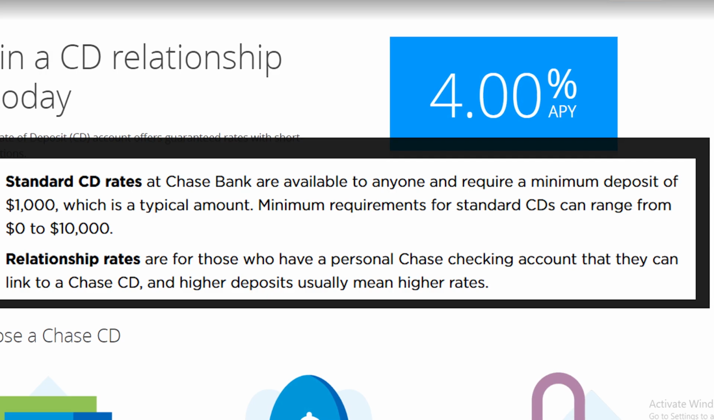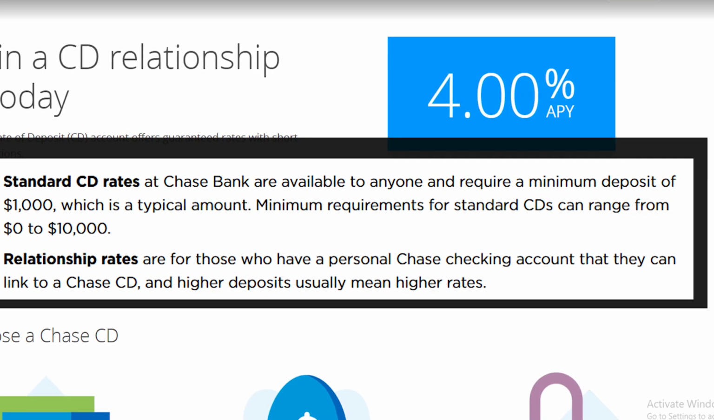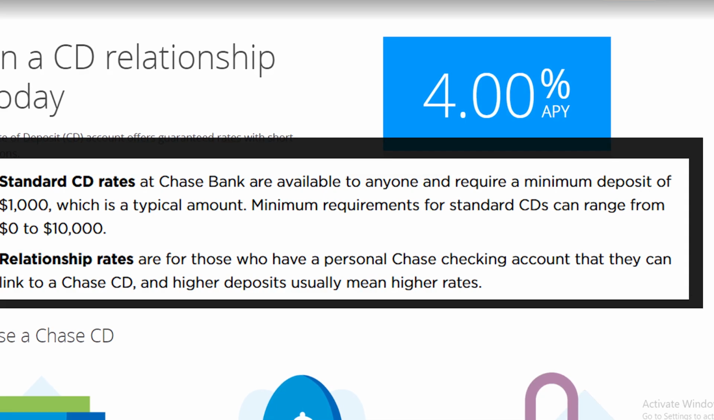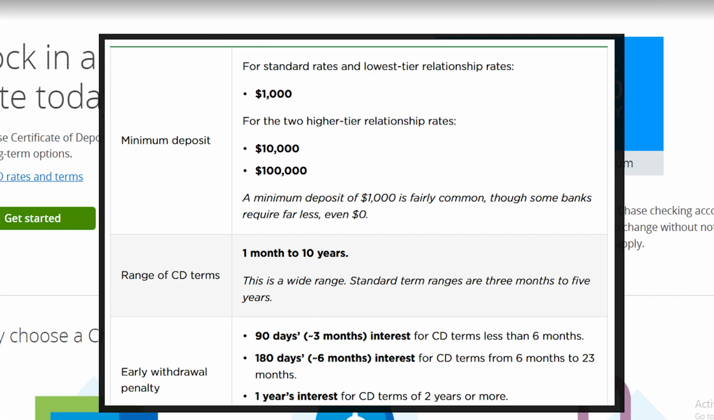Chase CDs Key Details. You'll also see more Chase CD details on your screen now. Here are the highlights. Minimum deposit: $1,000. Range of CD terms: Chase offers CDs with terms from 1 month to 5 years, so there's something for everyone.